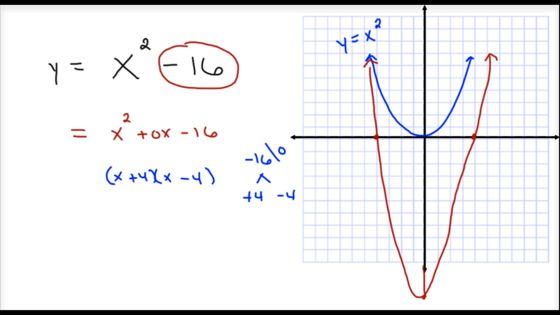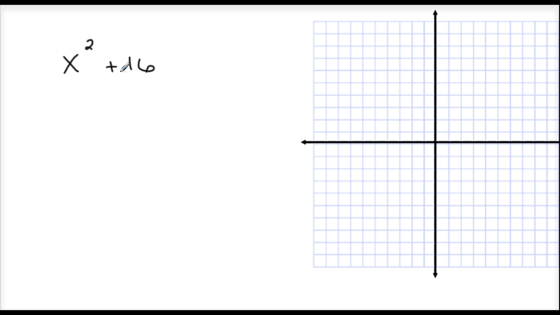Let's take another example. What if this was x squared plus 16? Now what would I be able to factor this into? This is y equals x squared plus 16, or x squared plus 0x plus 16. We don't have to write the 0x, but can I break this up into two parentheses? Are there factors of 16 that will give me positive 16 and add to 0? Think about what's happening here.